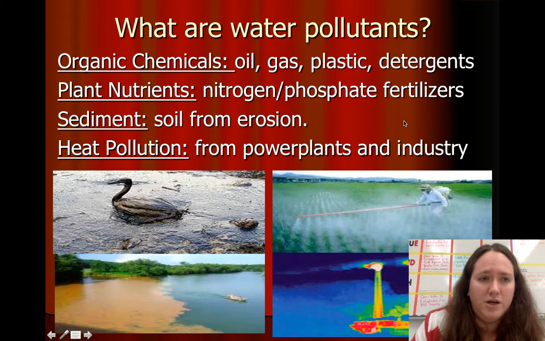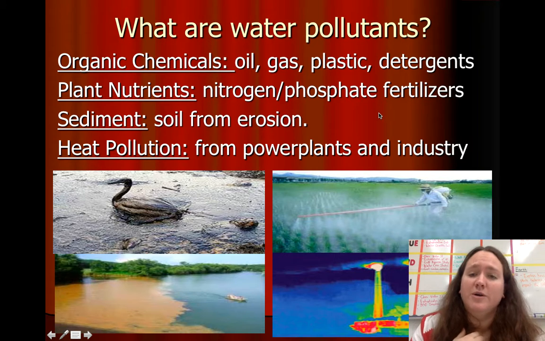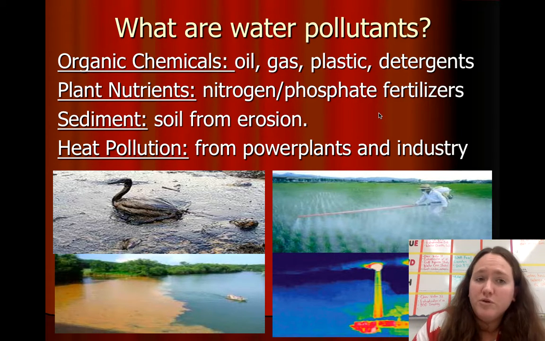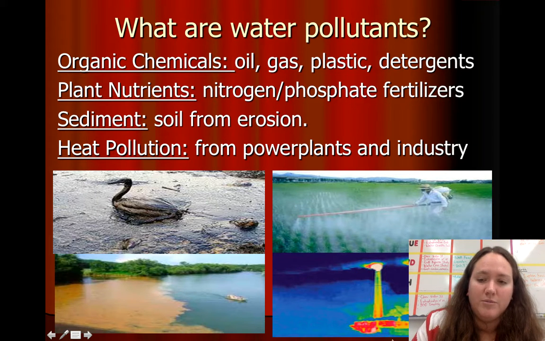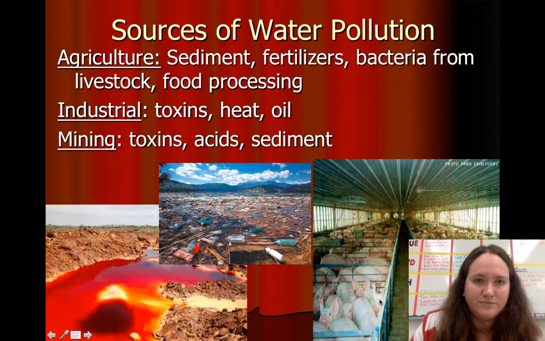Plant nutrients, or nitrogen and phosphate, we've talked about that a lot, that can cause eutrophication. Sediment is the number one pollutant actually in our waterways. It is soil from erosion. And then you have heat pollution from power plants and industry. And here's a picture down here, thermal heat that's coming out of the power plant that's going to warm up the water and cause different problems.